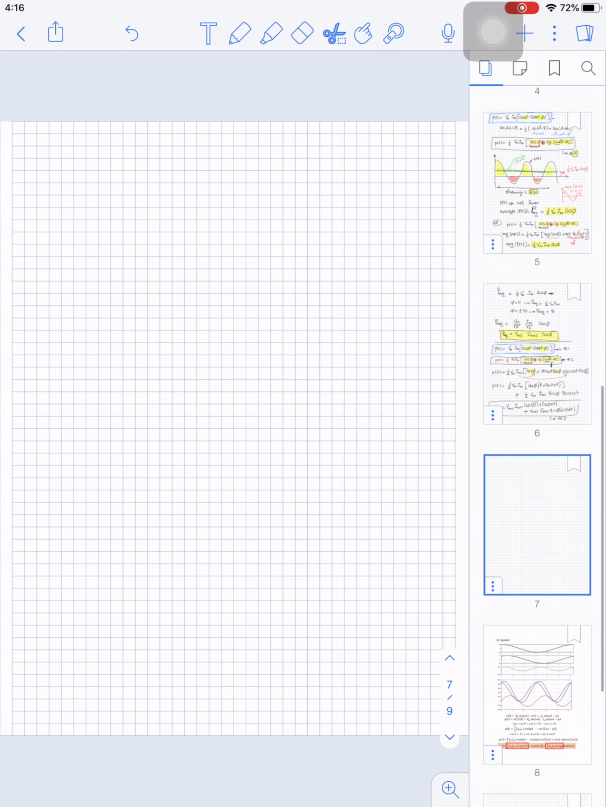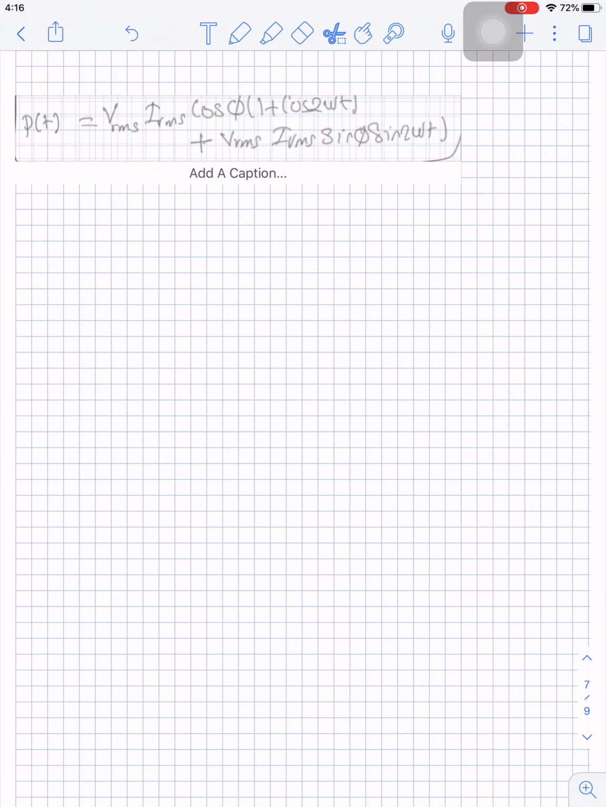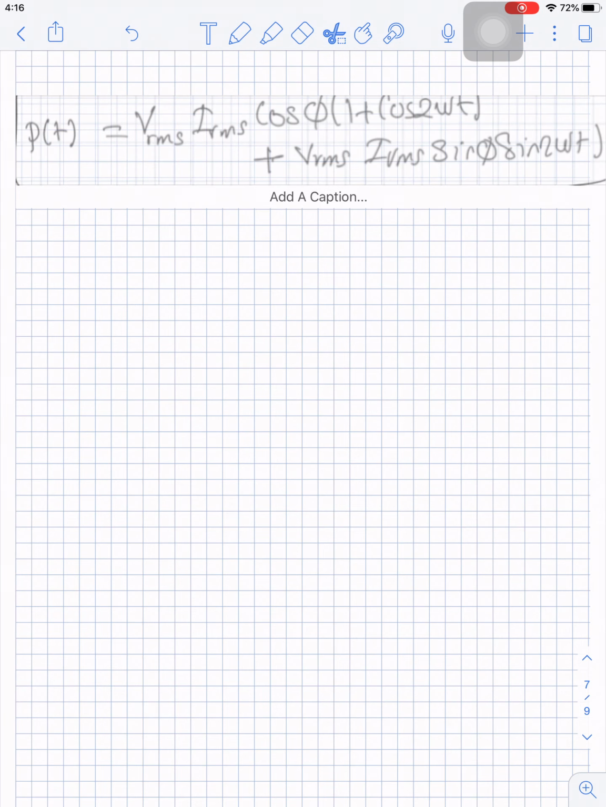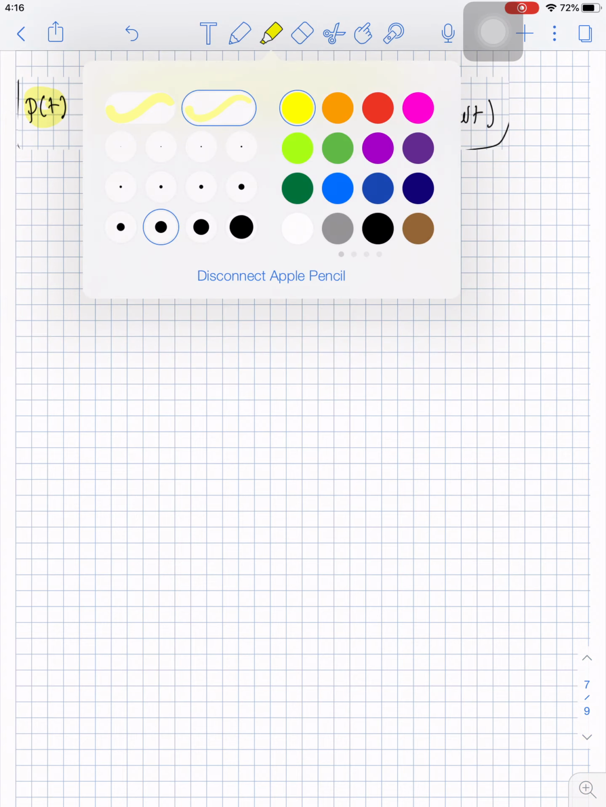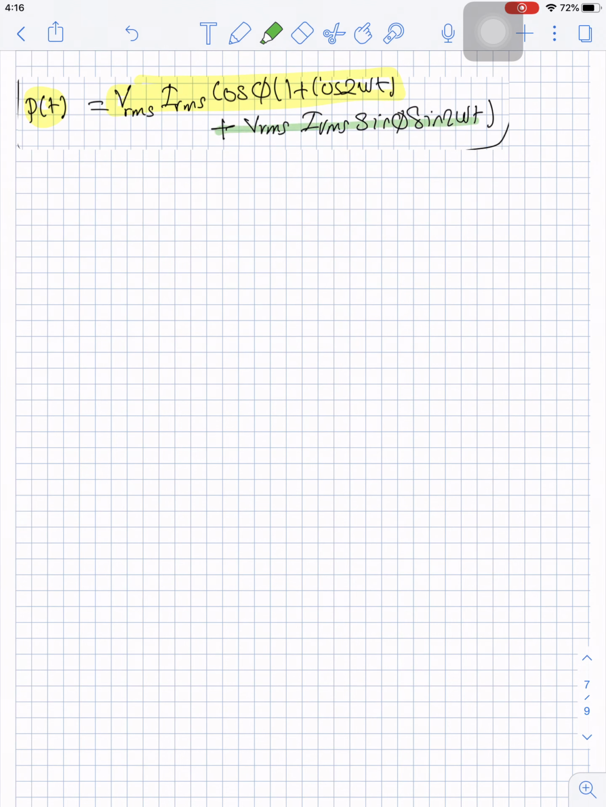Now let's take this equation here. You can see the power in the circuit as a function of time, which is what we have physically in the circuit. This is the real power, the physical power. If you have an AC circuit and you measure the power as a function of time, this is what you will get, P of t. As you can see, P of t equals the addition of two terms. This is the first term and here is the second term.